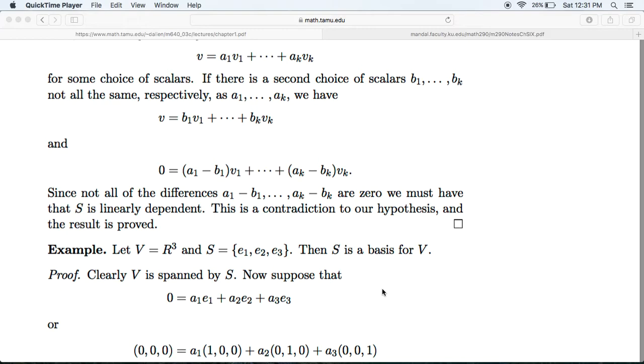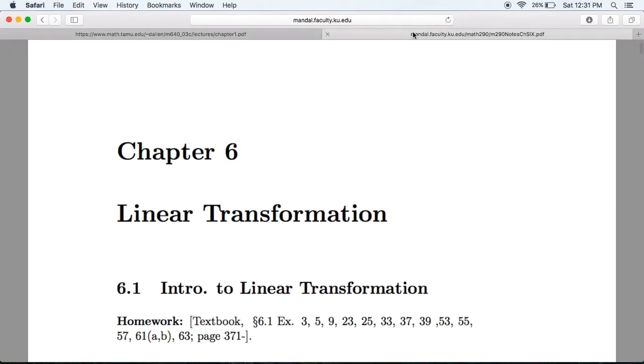And we also saw what span is. A span is all possible linear combinations, all possible ways to write it as polynomials of degree 1 of vectors, so to say. And then we saw what a basis is. A basis is a special kind of spanning set, that is, a spanning set which is also linearly independent. Next, we will see what linear transformations are.